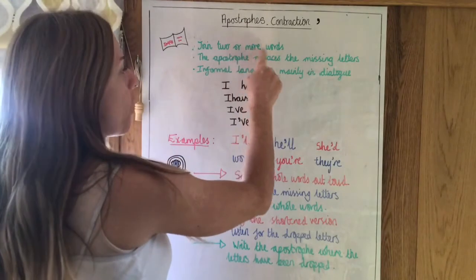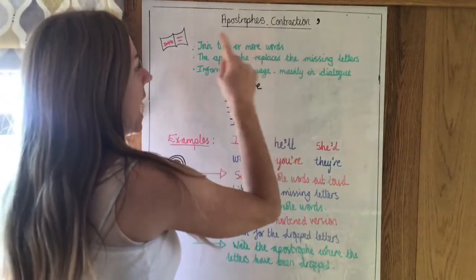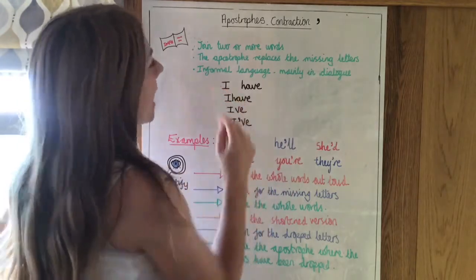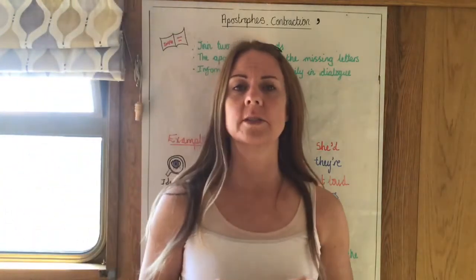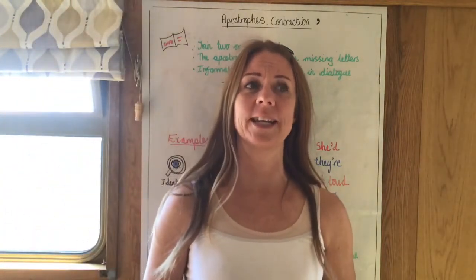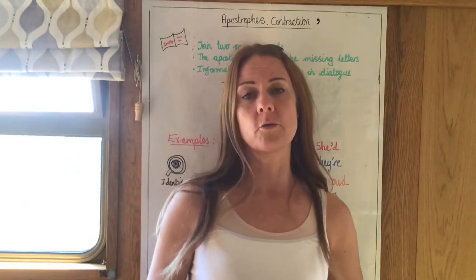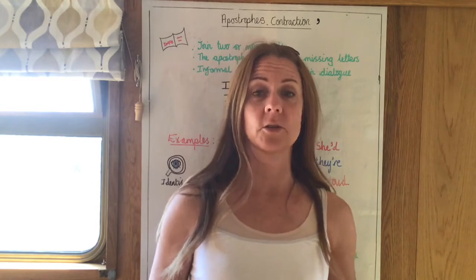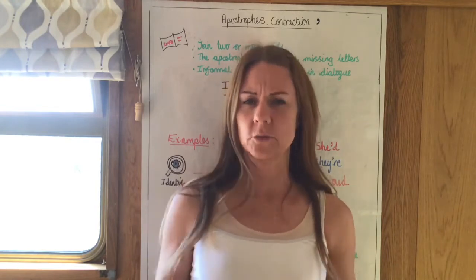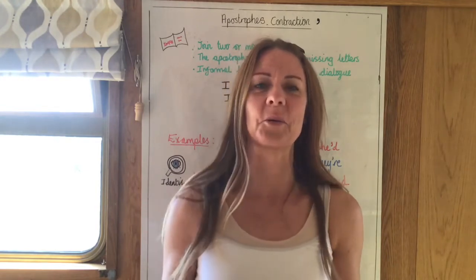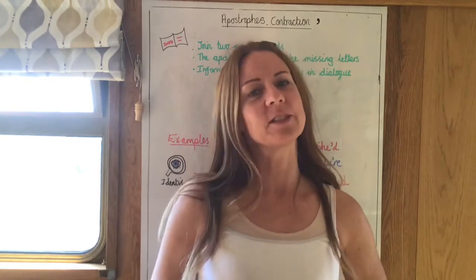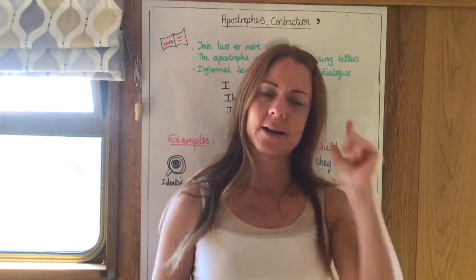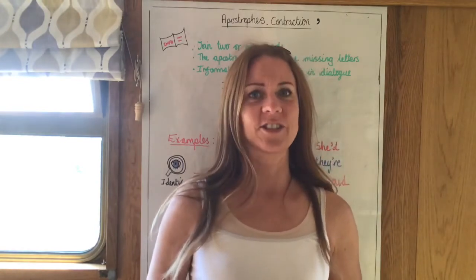Apostrophes join two or more words together. The apostrophe replaces the missing letters. That's really important. And they're also very informal. So you should only be using apostrophes mainly in things like dialogue or informal story writing. You should never use an apostrophe really if you're writing a formal letter or writing any sort of formal work. So I have a little rap that I wrote to help children remember apostrophes for contractions.